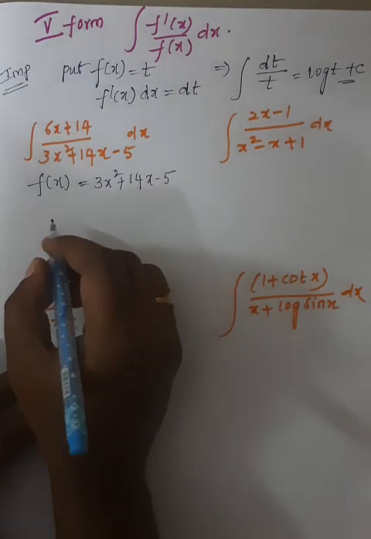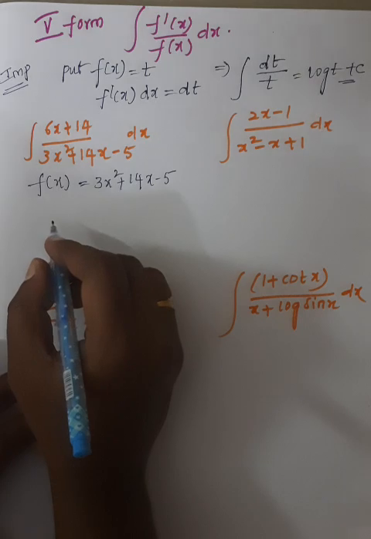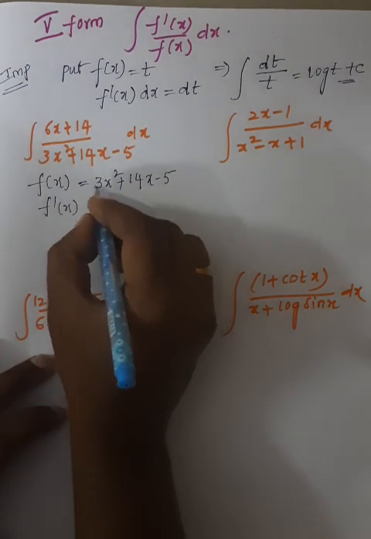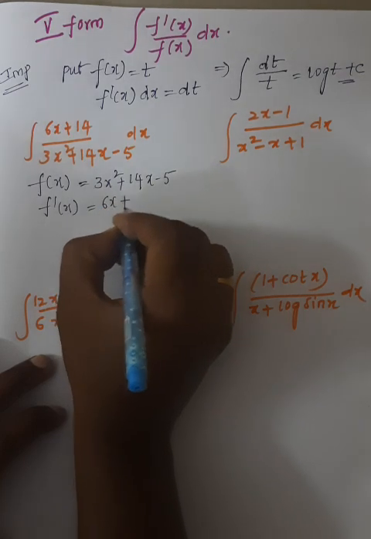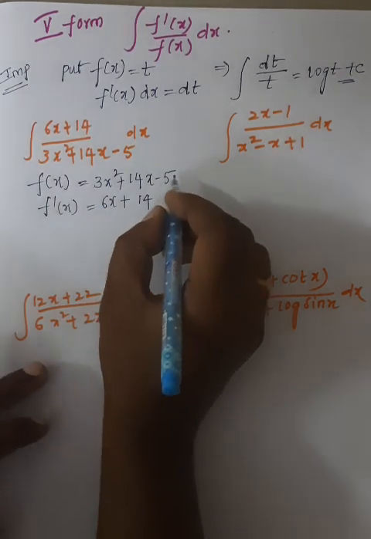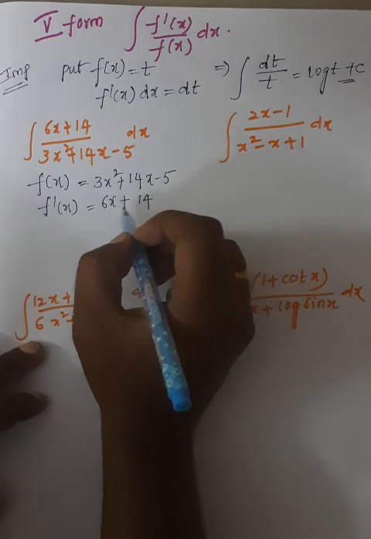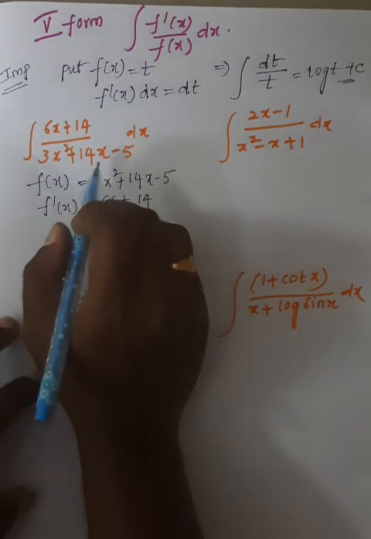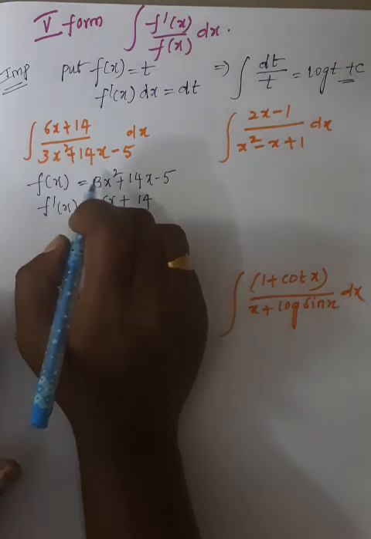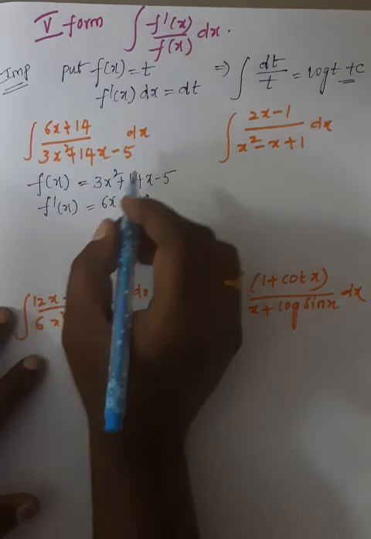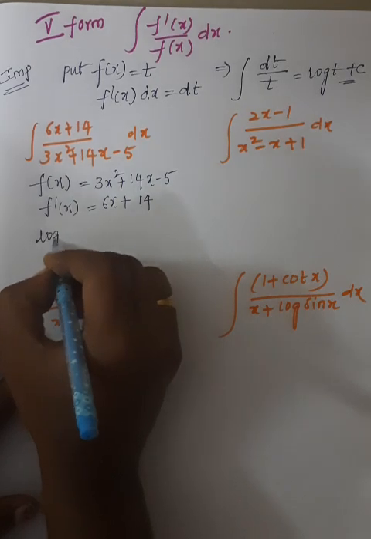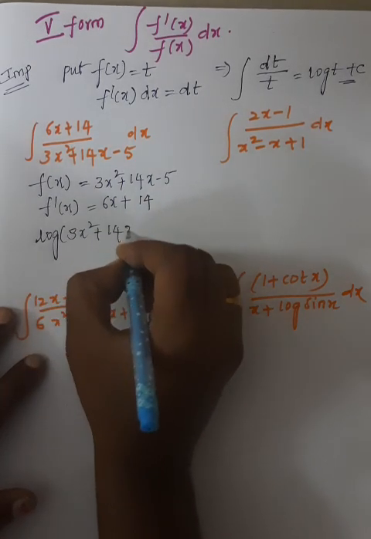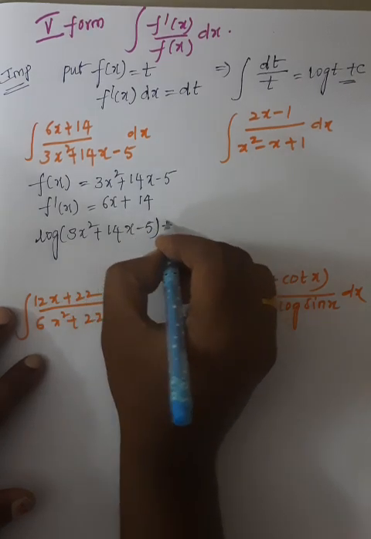Now here f of x is equal to the denominator, that is 3x square plus 14x minus 5. Now we have to differentiate the denominator to get the numerator. So f dash of x is equal to 3 2s are 6x plus 14 1s are 14 minus 5 will become 0. So here 6x plus 14 is there in the numerator. So the denominator's differentiation is in the numerator. Therefore we can write directly log of denominator plus c as our final answer.